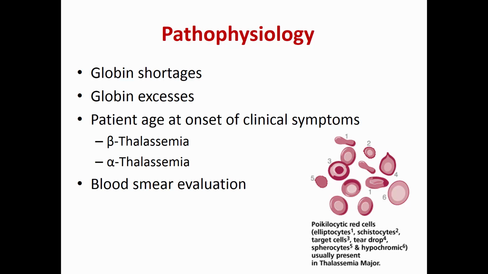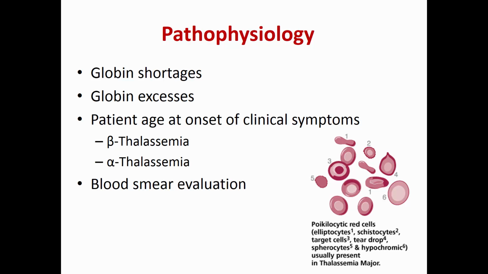So you're not going to produce enough alpha. But you don't have a problem with your beta gene, so you're going to produce the normal amount of beta. Because the beta is going to be in excess, you are going to have tetramers of beta. This is called hemoglobin H. This is not going to survive. This is going to precipitate. It's going to make Heinz bodies. It's going to give degmatites.